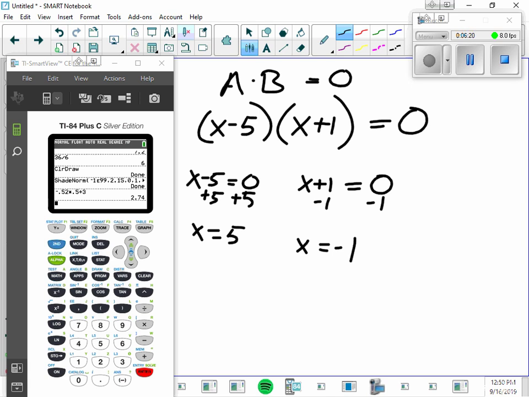Watch what happens when I plug those in. So let's plug in 5. 5 minus 5 is 0 times 5 plus 1 is 6. True. Watch what happens when I plug in negative 1. Negative 1 minus 5 is negative 6 times negative 1 plus 1 is 0.